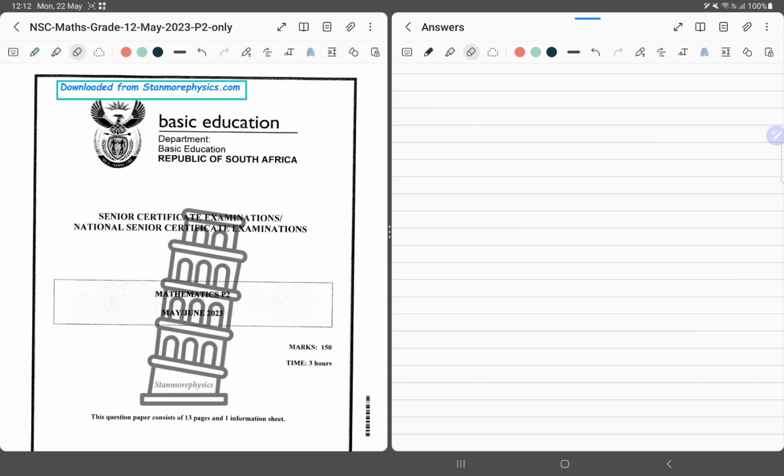Okay, I downloaded this paper from stanmorephysics.com. There's also a good gentleman who forwarded me this paper, and unfortunately it's the same paper. The one problem with this paper is that it's incomplete. Questions 4 and 5 are missing. Anyway, we'll just work with what we've got and see what we can do.